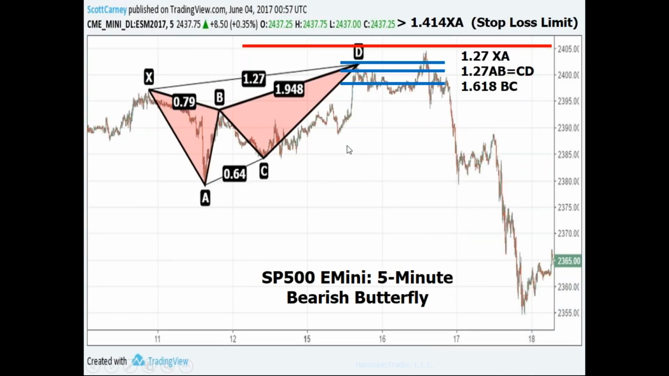Here we've got the S&P E-mini on a 5-minute. This bearish butterfly, really nice W structure, and go to the B point, 79%, very close to our .786. That sets up our three ideal harmonic measures, our 1.618 BC, our 1.27 AB equals CD, and then finally the 1.27 XA. We know it's a 1.27 because the B point is within our strict .786 zone.